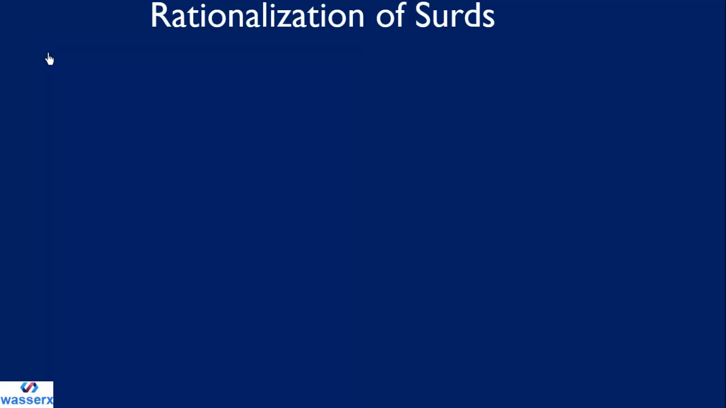Rationalization of surds. What is it? If we have a surd in the denominator, we don't want to see it. We don't want to see the radical sign in the denominator after simplification of surds. So whenever I finish simplifying surds and there is a root in the denominator, it means your work is not yet complete.